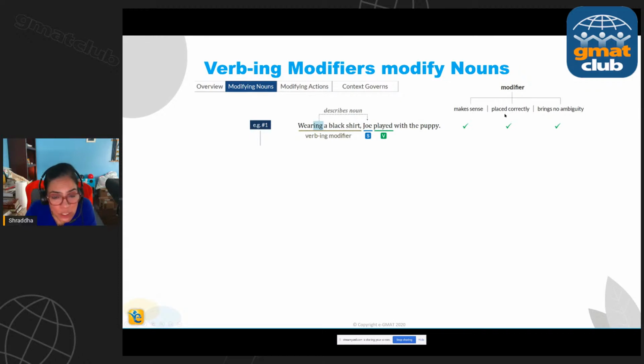Now, placement of this modifier is also correct because it is placed right in the beginning of the sentence. Now, when we have a verb ing modifier placed in the beginning of the sentence, it can modify only the subject or it can modify the entire clause. How do we make that determination? Well, the context of the sentence and the meaning presented by the sentence.